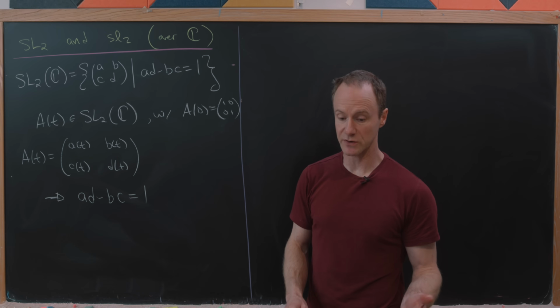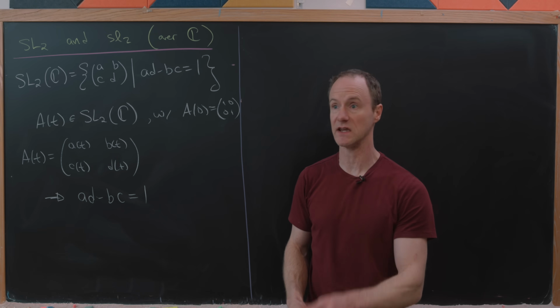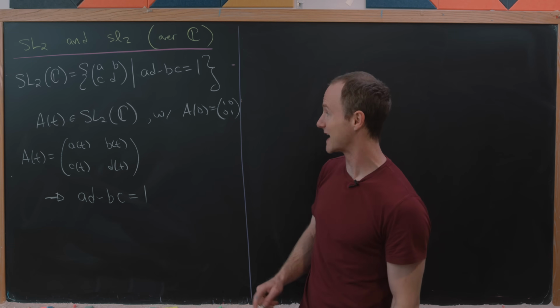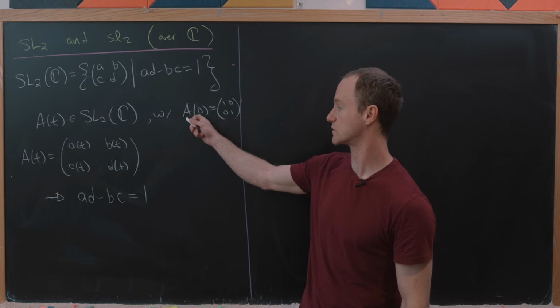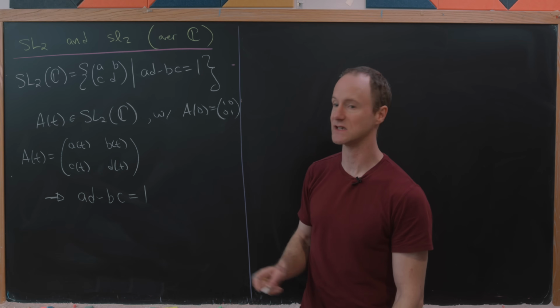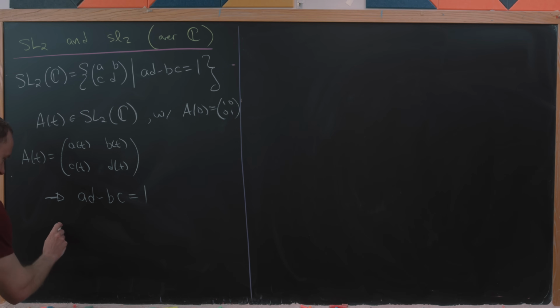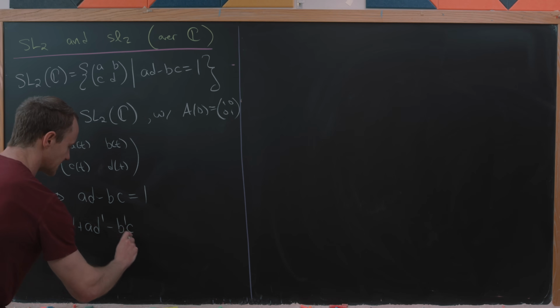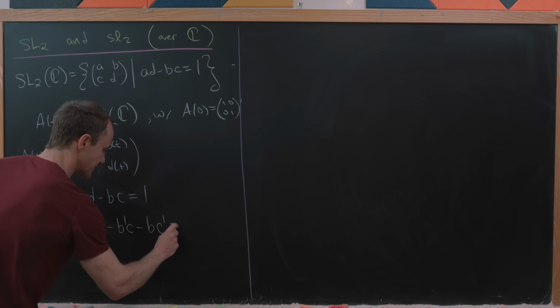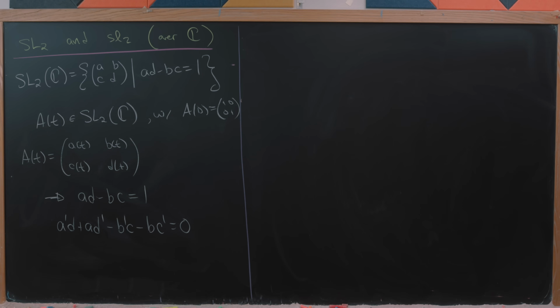But next up, I'll take the derivative here with respect to t. Why the derivative? Because we're looking for the tangent vector at the identity. In other words, we want the tangent vector at 0. So let's do that. Taking the derivative of this with respect to t will give us a prime times d, and then plus a times d prime. That's just by the product rule in the first term. And then minus b prime times c minus b times c prime. That's got to be equal to 0 because the derivative of 1 is 0 because it's a constant.